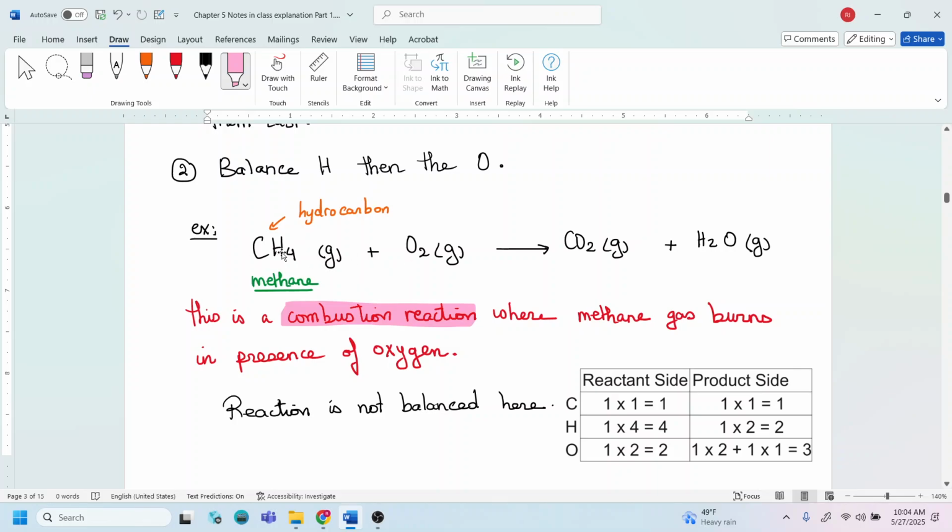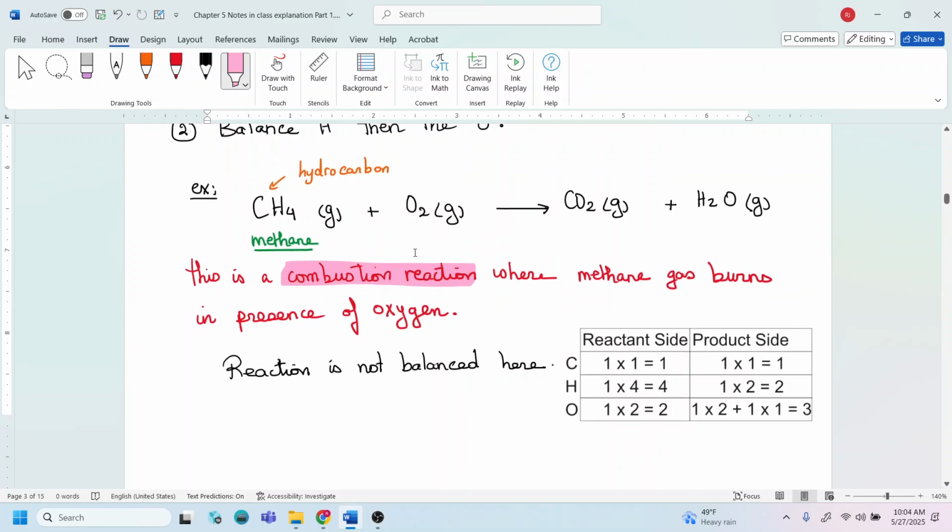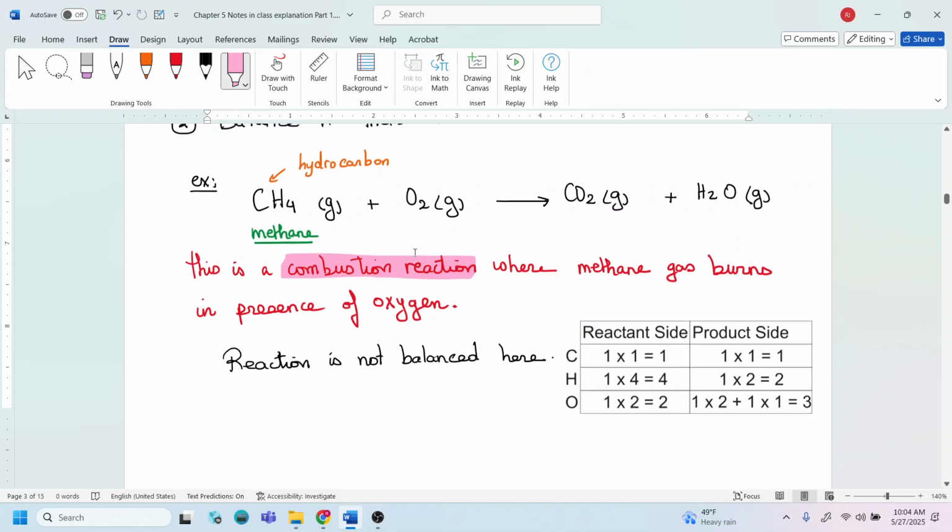For the hydrogens, you have 4 hydrogens here. You do have 2 hydrogens there, so hydrogens are not balanced. And then the oxygens, I have 3 oxygens in the product and I have 2 oxygens in the reactants. So again, the oxygen is not balanced. So I need to balance this chemical equation.